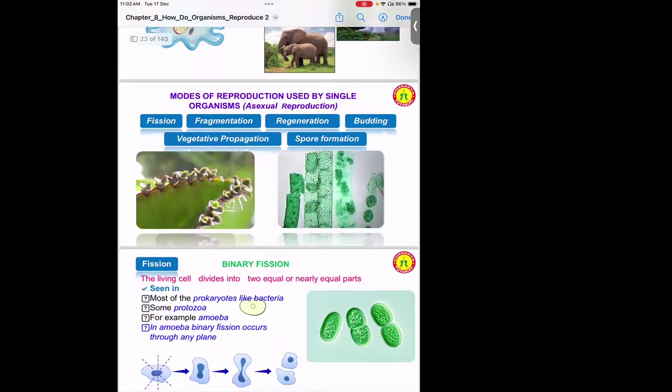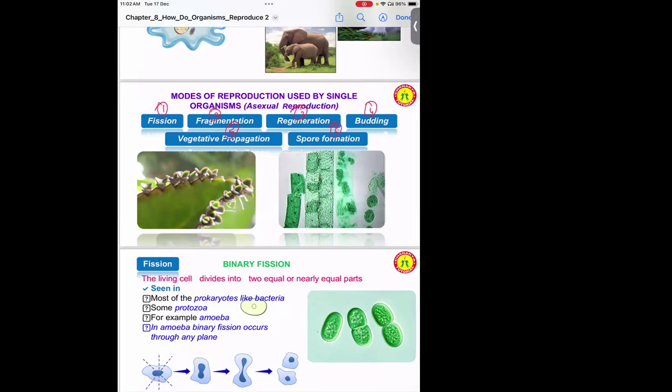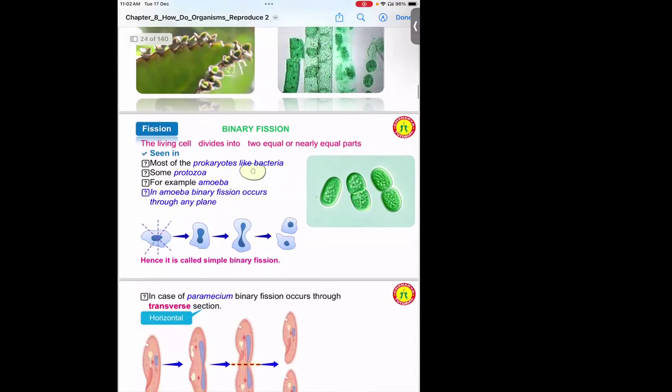Now, starting with the asexual methods, different methods are there: fission, fragmentation, regeneration, budding, vegetative propagation, and spore formation. These are the six different types of asexual methods. And we also have tissue culture apart from these six types. So starting with the first one, binary fission, which comes under the fission category. Fission means division. So division of an organism is called fission.